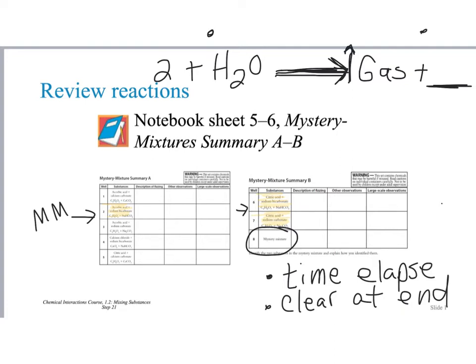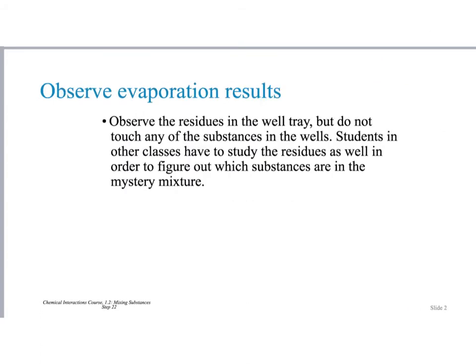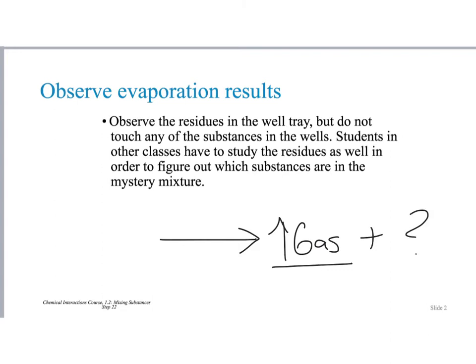In order for me to see this residue, what will I have to do? What will have to go away for me to see what is left in the well? So we're looking for what is over here. 1, we know it was a gas plus something else. The only way to see what is left over is to let that water that is extra evaporate. So these are the evaporation results times.